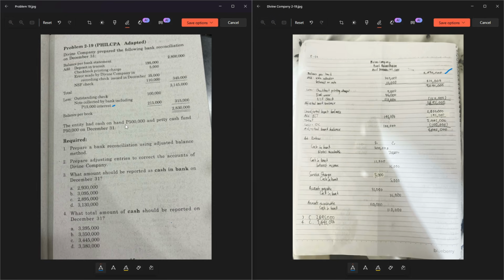So where did that book error come from? It came from this. It is stated that there was a book error made by Divine Company in recording check issued in December worth 35,000. Then an NSF check of 100,000. Then you get the total of those. Then subtract it from the previous total in order to get your adjusted book balance of 3,895,000. Then from the bank's perspective, the unadjusted bank balance should be 2,800,000.